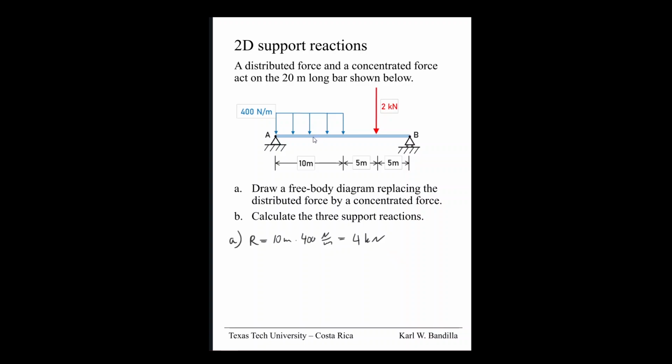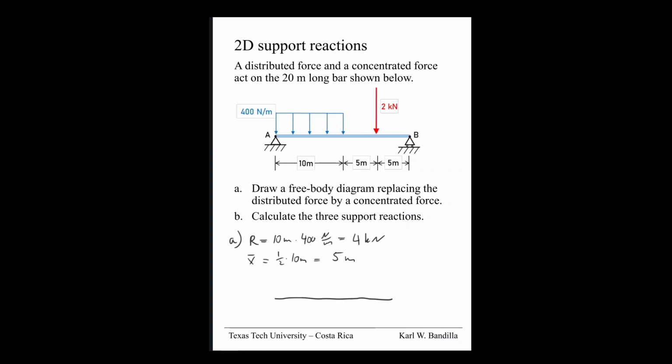Now, where does it act? Well, we know it's a rectangle, so it's going to be halfway there. So we can say X bar is equal to 1/2 times 10 meters equal to 5 meters. All right, so we have our concentrated force, so we can draw our free body diagram. Let's squeeze that in here. So this will be our bar.